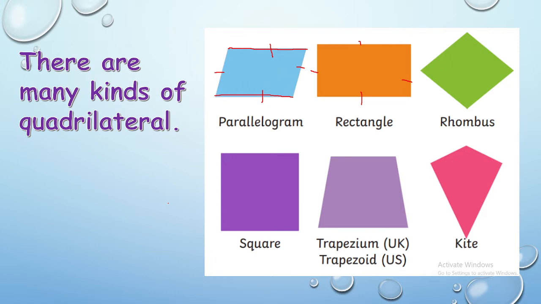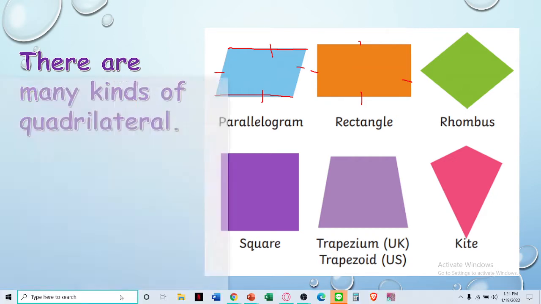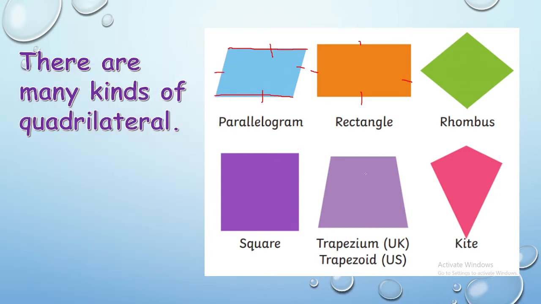Another one is the kite, the kite shape. And the trapezium. No matter how different the length of the sides are, or even if it's standing or slanting, as long as when you count there are four, it would still be a quadrilateral.